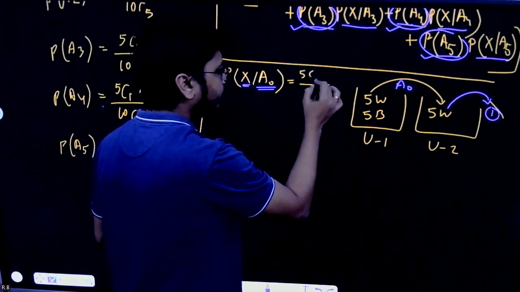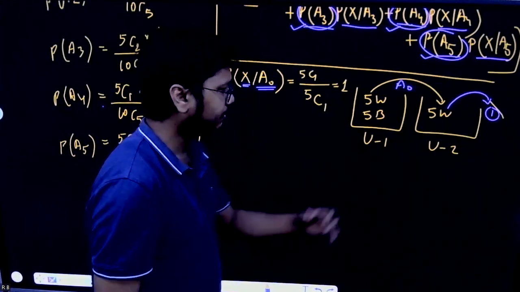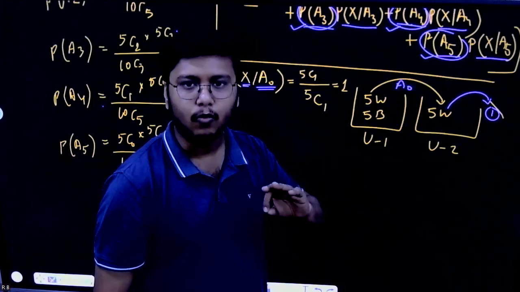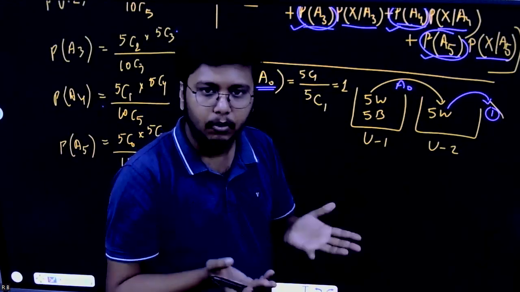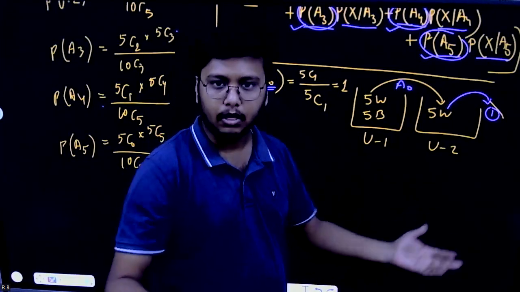So it's going to be 5C1 only. That means total probability, it's 1. Right? Because if I have 5 white balls in an urn and I tell you to pick any one out of it, obviously a white ball is going to come out. There is no alternative way that any other ball will come out.